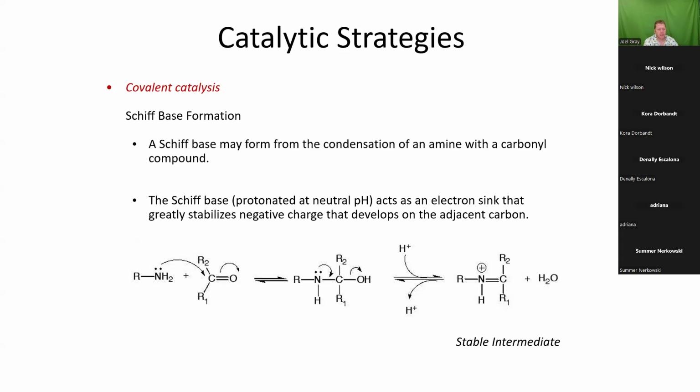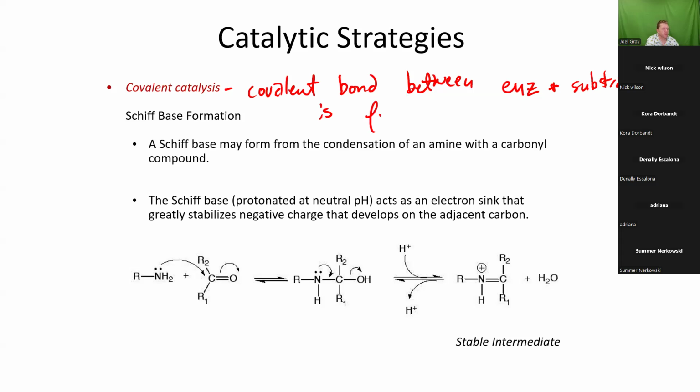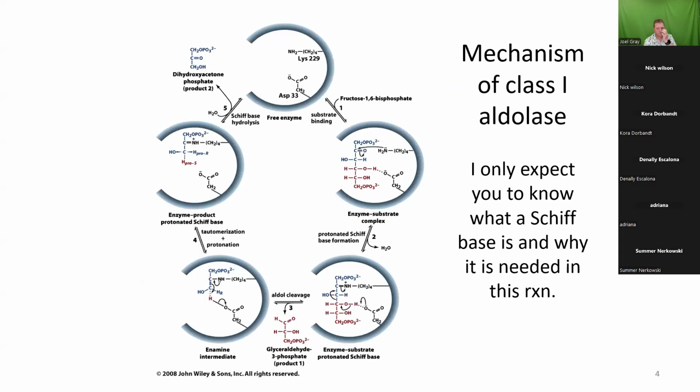We'll talk about covalent catalysis later on, but covalent catalysis is a type of catalysis where a covalent bond between enzyme and substrate is formed. And here's exactly where that's taking place. We've got a pair of amino acids, lysine and aspartate, that are going to participate in that covalent catalysis.